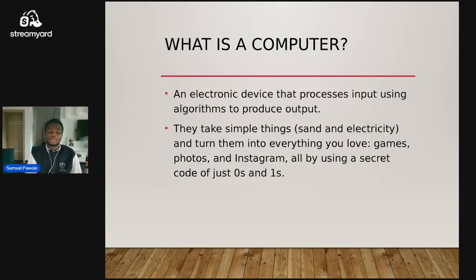So what is a computer? A computer is an electronic device that processes inputs using algorithms to produce output. It is also the same idea of the so-called black box. We know our inputs, we know our outputs, and the computer makes that process. And there's also what's called a chain of processes, that is, a process can also output another process.